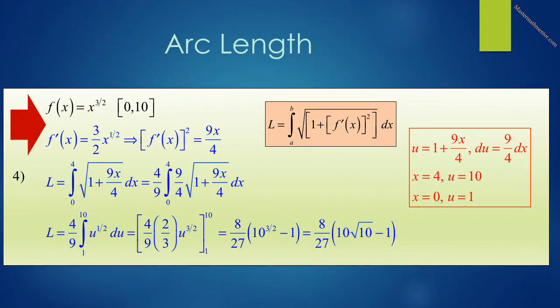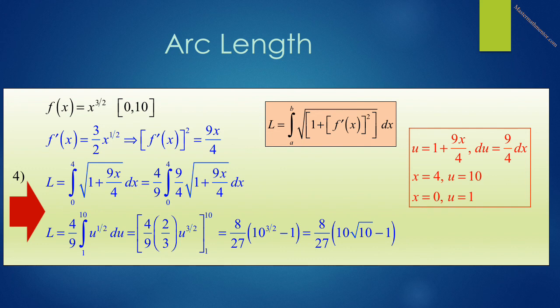Let's look at a harder problem. f of x equals x to the 3 halves on the interval 0 through 10. Our arc length formula is shown on the right for convenience. Our first step is to take the derivative, which is 3 halves x to the 1 half, and the next step is to square it, getting 9/4 x. So our arc length is the integral from 0 to 4 of the square root of 1 plus 9/4 x dx. We will do this with u substitution as shown on the right.